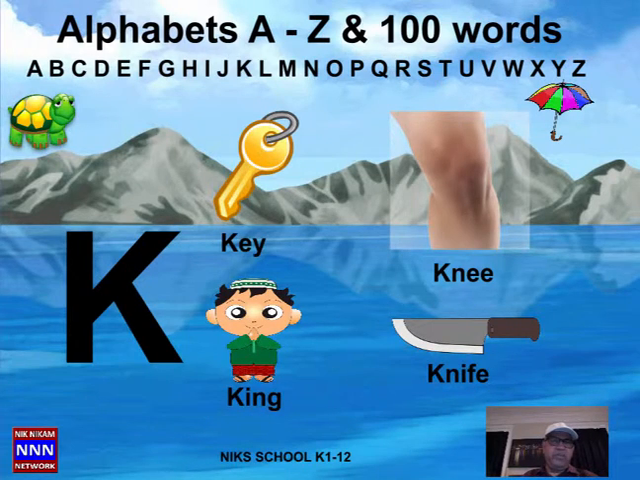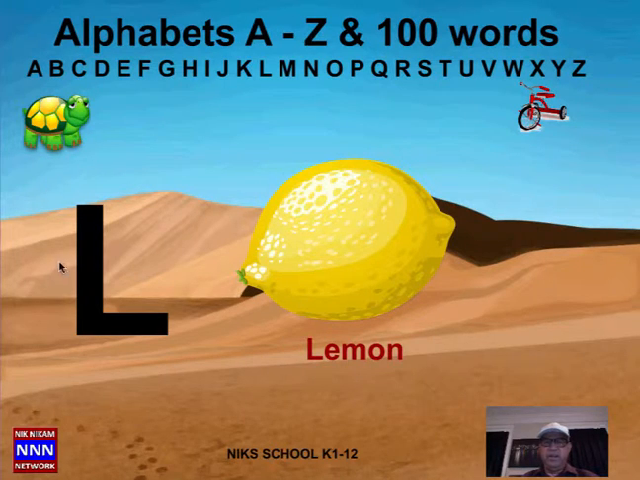Okay, let's go to the next letter here. L. L comes after K. Okay, you are good. L. Lemon. Have you seen a lemon? It's got a nice bumpy texture, yellow, and it's got tapering ends, and when you cut it in the middle, the juice keeps coming out.